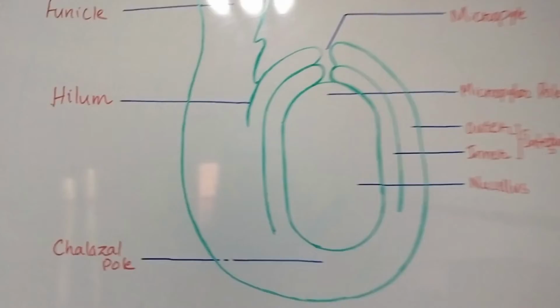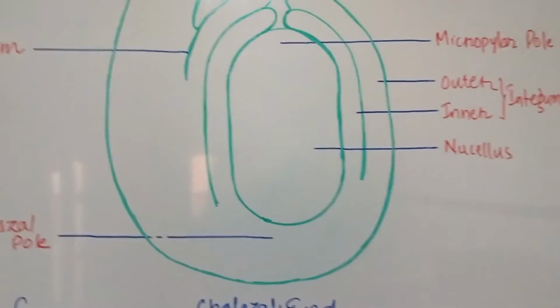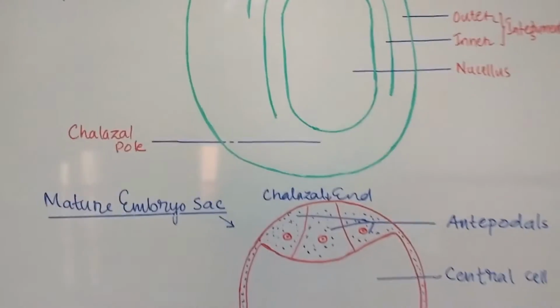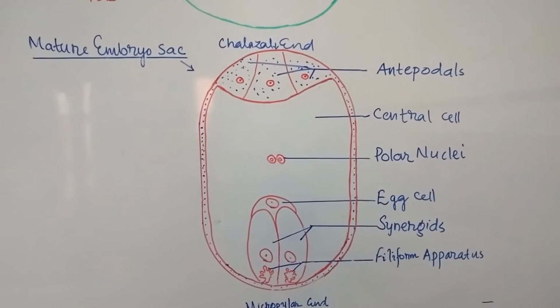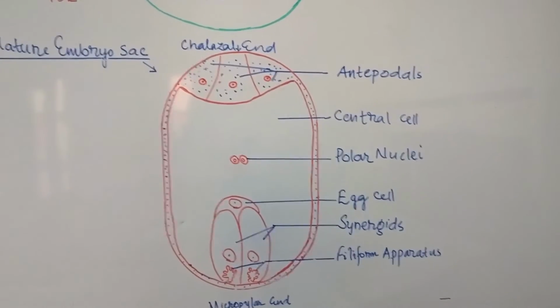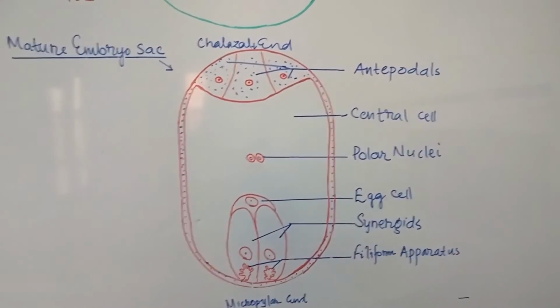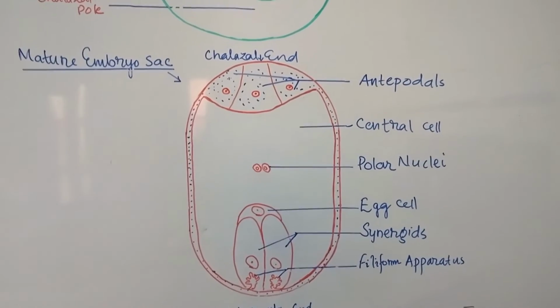Coming to the matured embryo sac, which will be formed from a single nucellus tissue by monosporic development. Having attained maturity, the typical embryo sac has 8 nuclei in 7 cells. This also will be coming for a board exam. Explain the 7-celled 8-nucleate stage of a typical embryo sac.